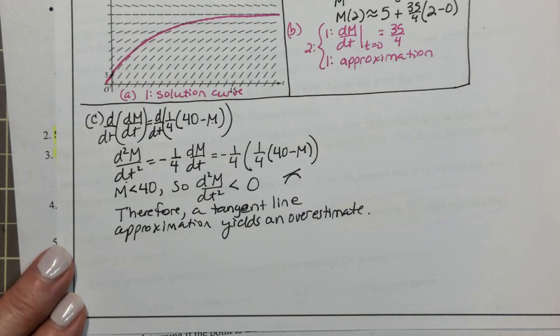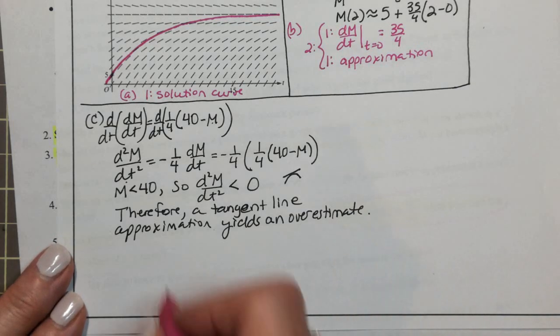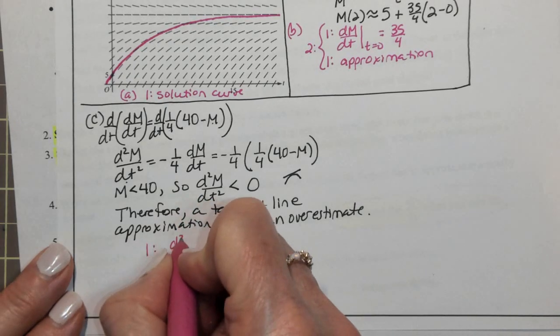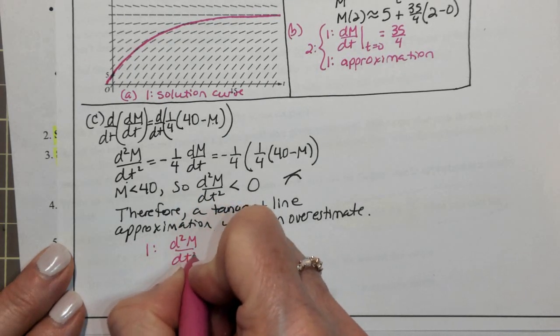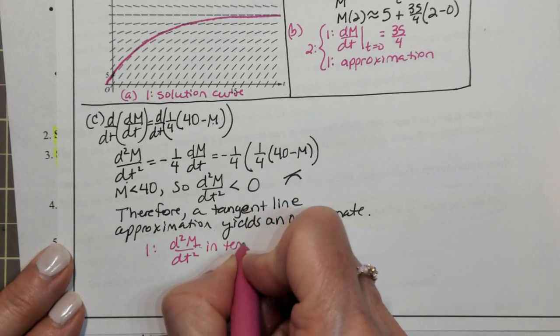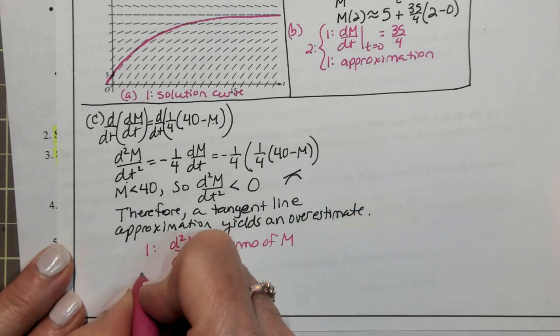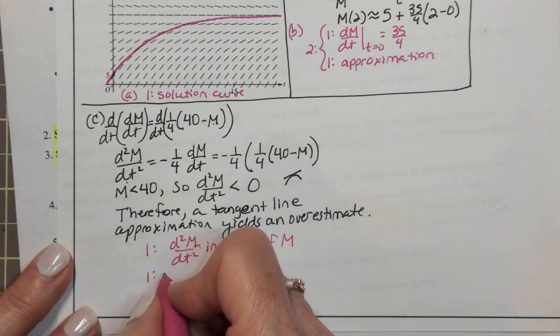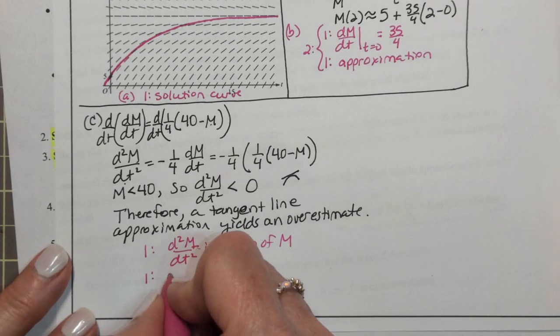Okay, that was worth 2 points. 1 point for the second derivative in terms of m, and then 1 point for, they said, overestimate with reason.